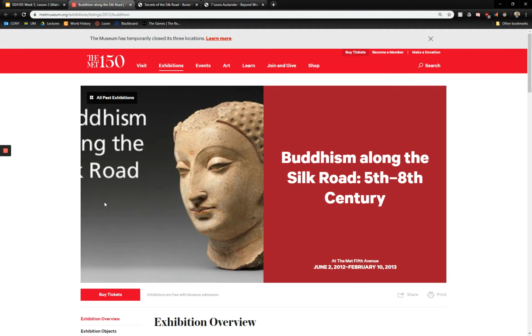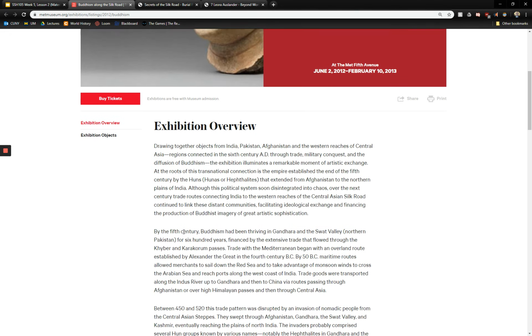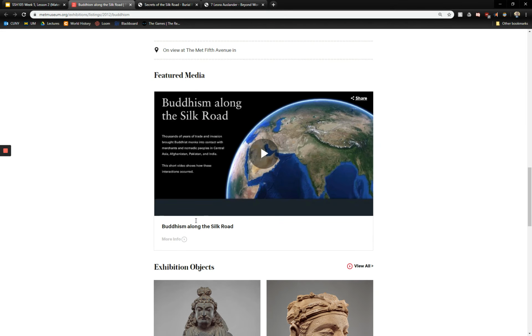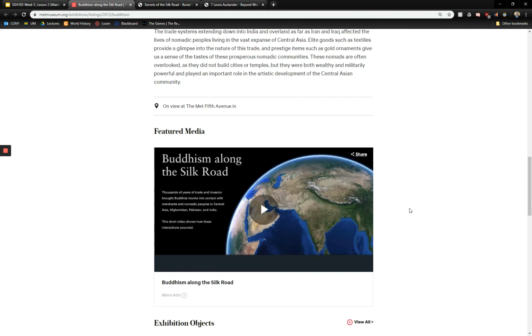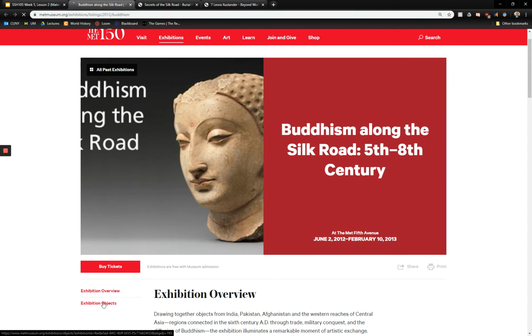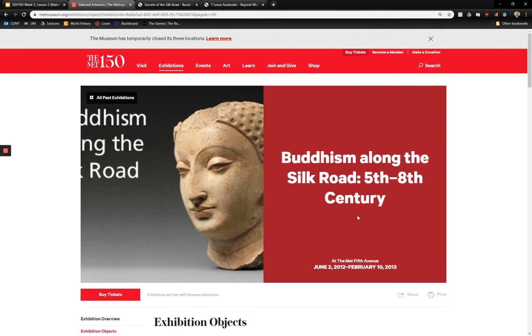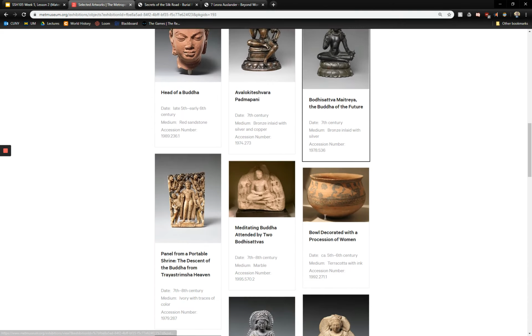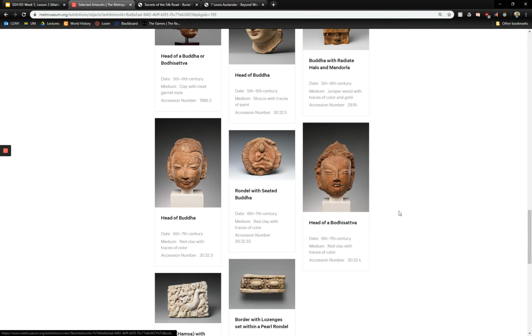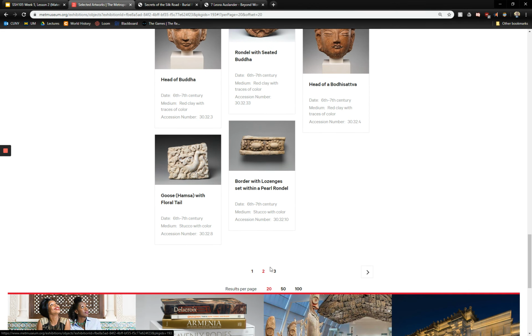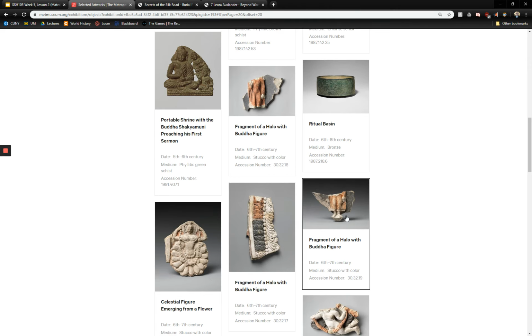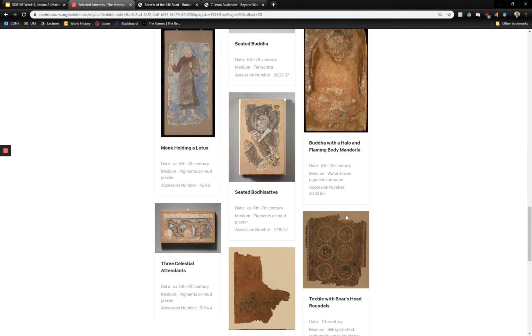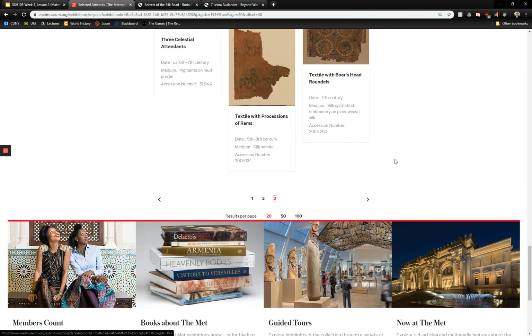But Buddhism Along the Silk Road on the Met Museum website has both a nice little essay here, a video you can watch, and then quite a few objects to look at in case you're interested in finding something from the Buddhist world for your objects. And there are multiple pages of these, and they just keep going. So quite a few things here that you could study.